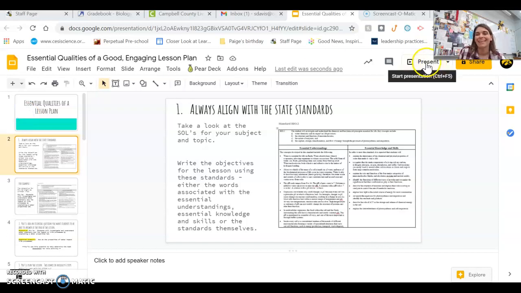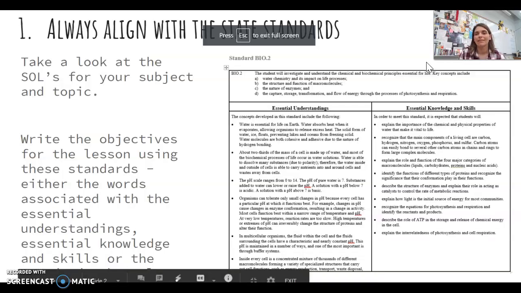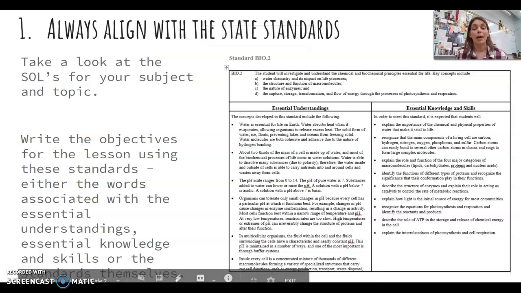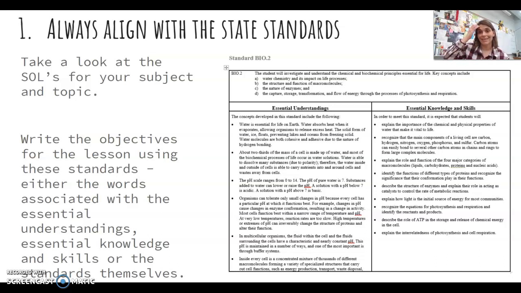Hello, it's me again. I'm recording this for the Tuesday, Thursday group, but it may turn out to be somewhat helpful for the Monday, Wednesday crew if you want to review a little bit about creating a good quality lesson plan.